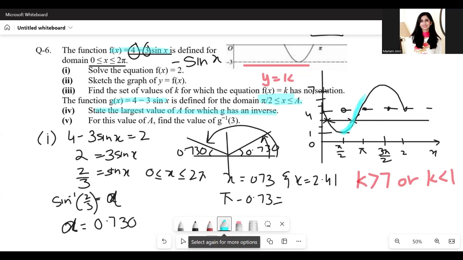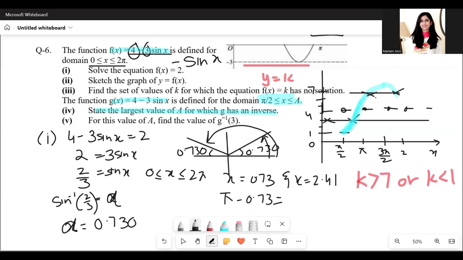That's going to be from here to here, because only in this region you get a one-to-one function. If you draw a horizontal line test in this region, then it only cuts the graph at one point. Otherwise, if the graph is even slightly bent beyond this, then the horizontal line test fails and you cannot find an inverse. So you have to end the graph there. The maximum value that a can take is 3π/2. So for part 4, the answer is 3π/2.